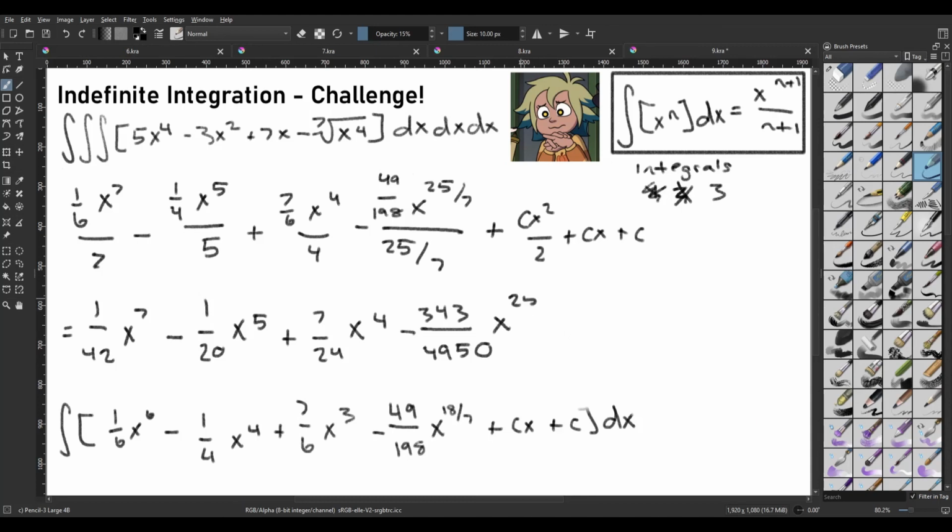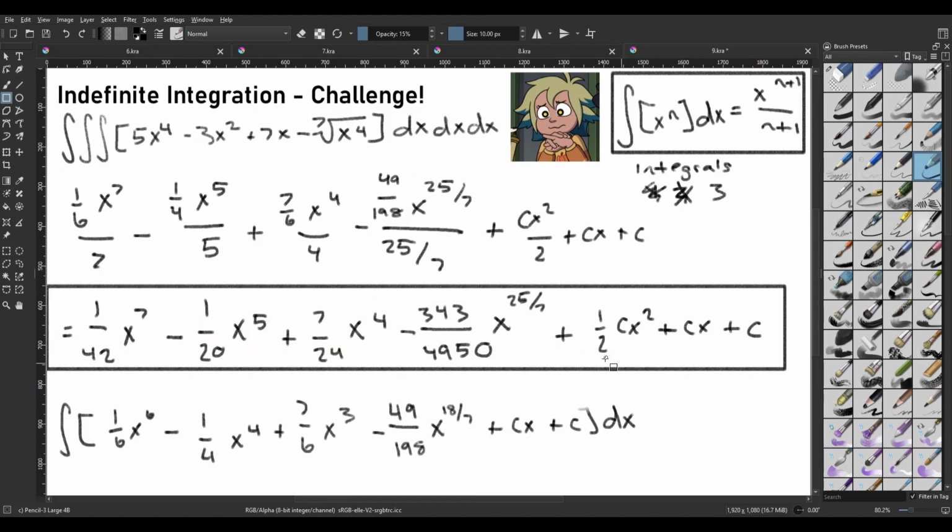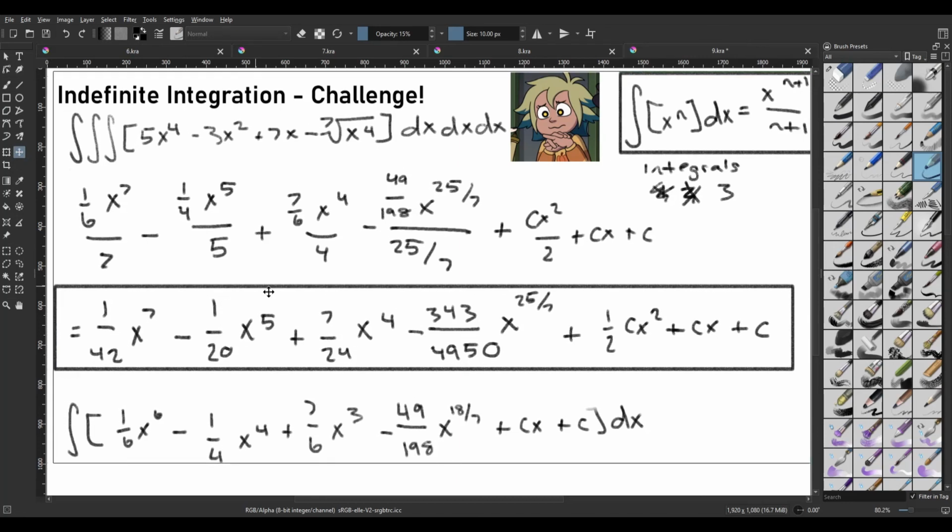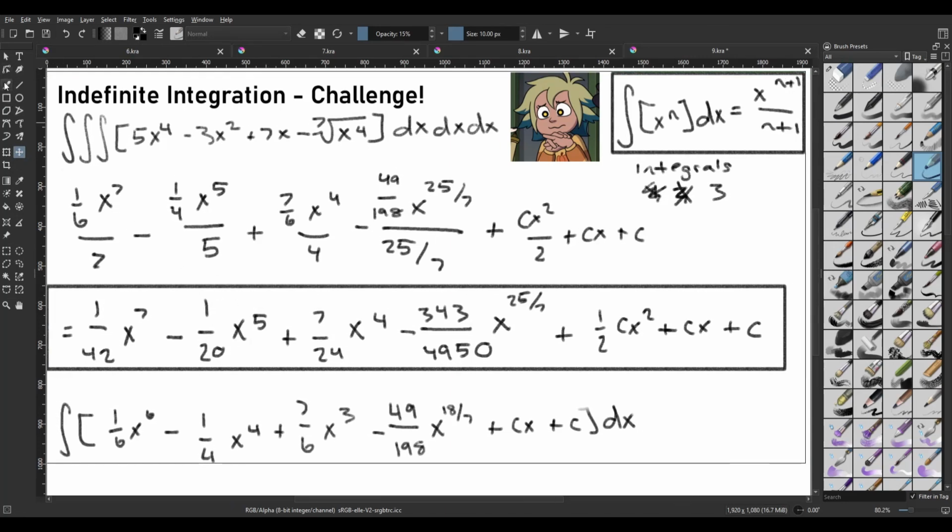Let's write that a little bit clearer. 25 over 7th power plus, it's going to be 1/2 of this, so 1/2 cx squared plus cx plus c. And finally, what can we say? We've done it. This is our final integral after three integrals, 3 rounds of integration. This in our box here is our final integral.